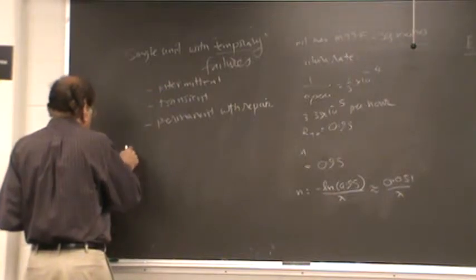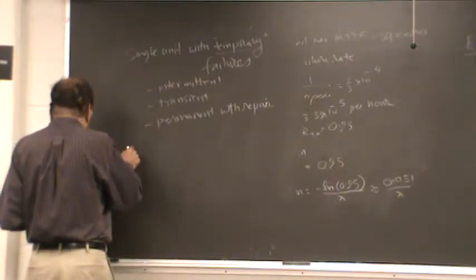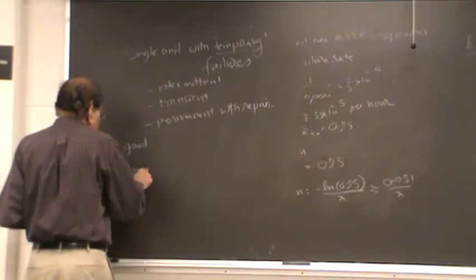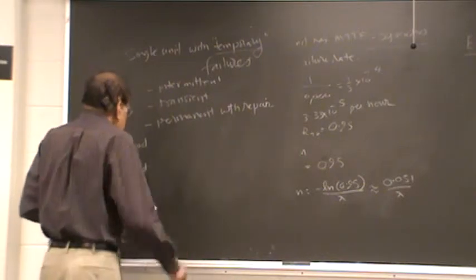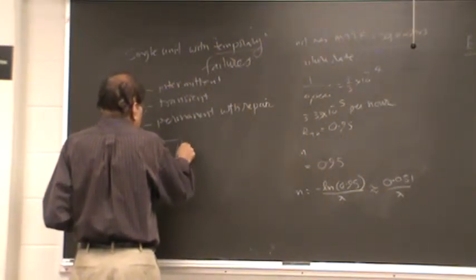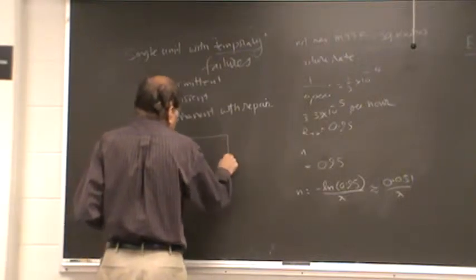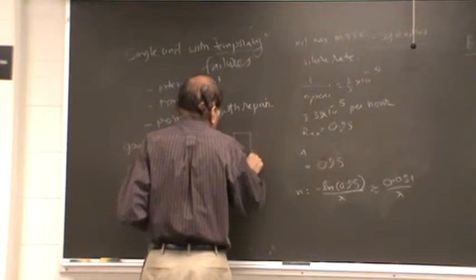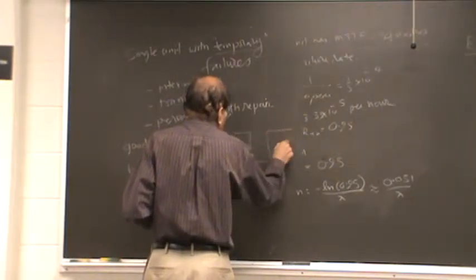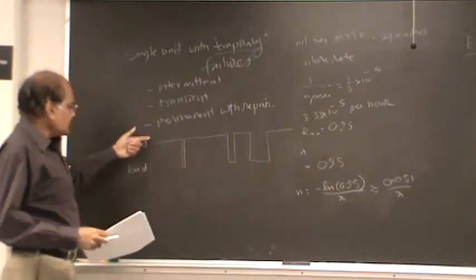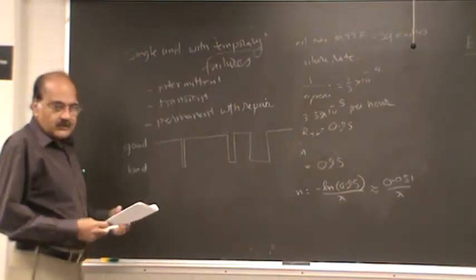And let's see, let's show it here. Let's say, should we make good on the top or bad? It doesn't matter. So basically, the system is good this time and sometimes goes bad. So here, basically, we have a temporary failure. So it goes between good and bad.